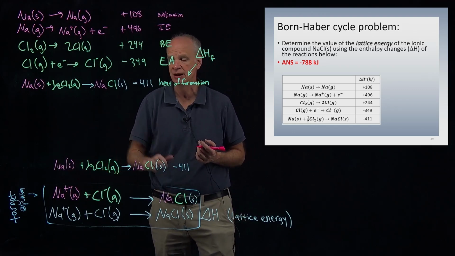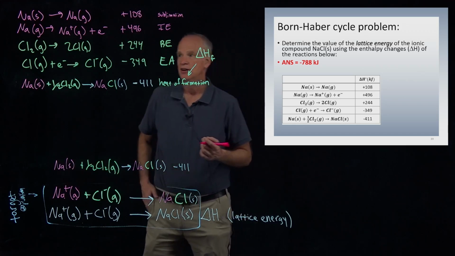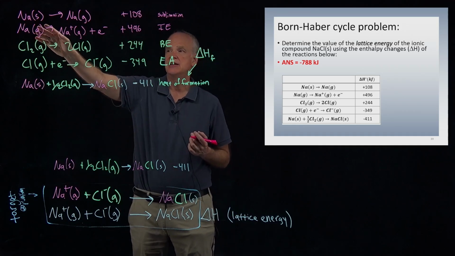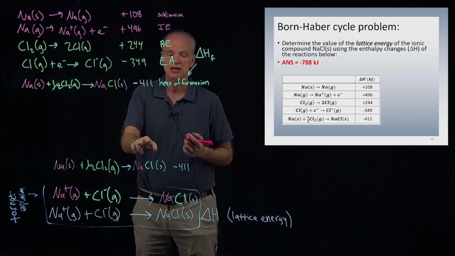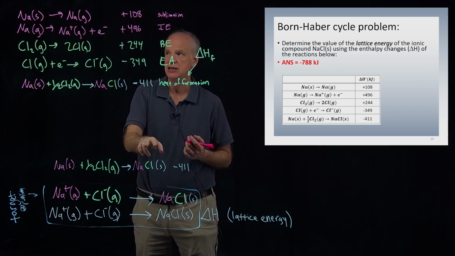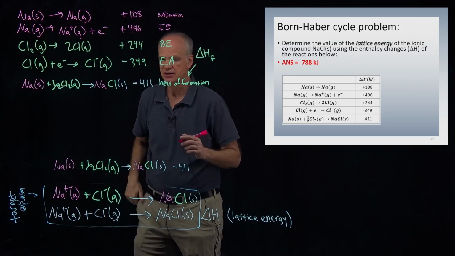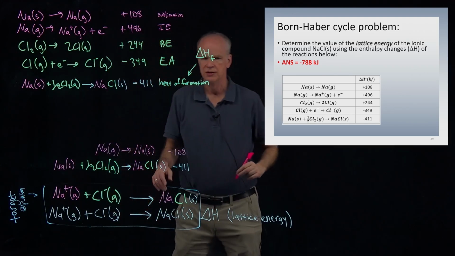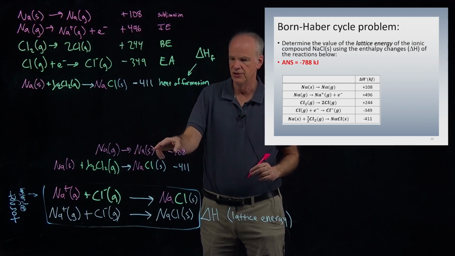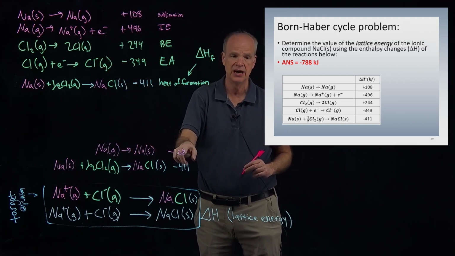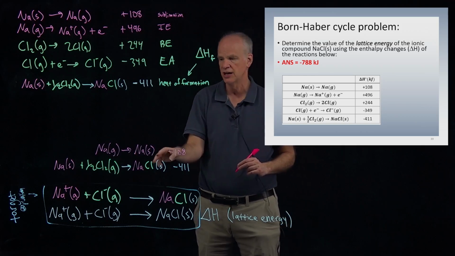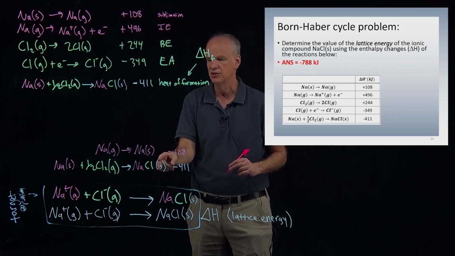So let me tell you what I'm kind of seeing right now. One of the things I can see is that I can take this first equation and flip it, and that will get rid of the solid sodium. So let me go ahead and do that right now. I'll write this here. And so what I did is I took the first equation, I flipped it, and I also had to change the sign of the energy. Okay, so now we're getting a little closer.